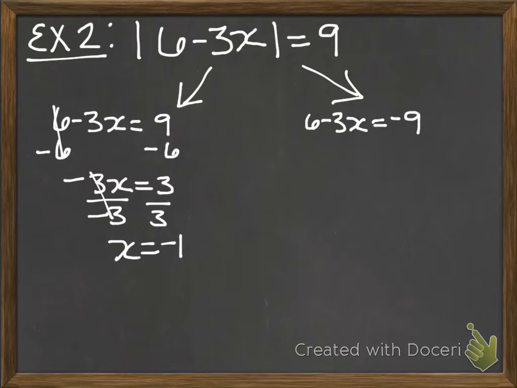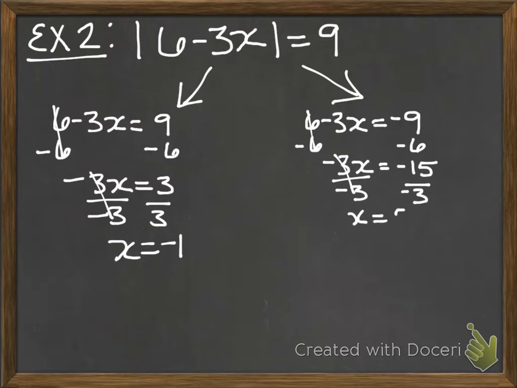Or our other solution would give us, again, subtract 6 from both sides, negative 3x equals, negative 9 minus 6 is going to give me negative 15. Divide both sides by negative 3, and we get that x is going to equal positive 5. So we have two possible solutions, x equals negative 1 or x equals positive 5.